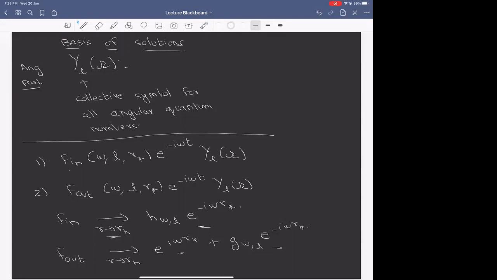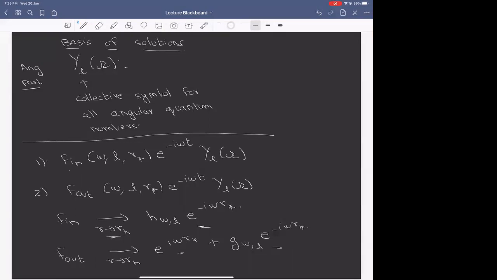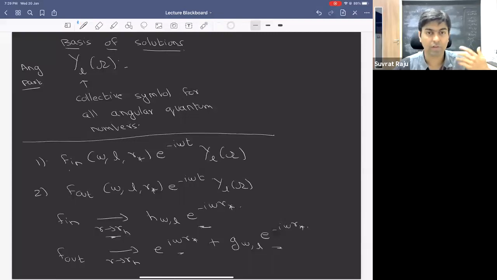Right. I think there's a general set of questions about why e to the plus i omega r star does not appear in f in, from the chat. It's a choice. You see, I have a choice of two solutions, right? And I'm going to explain actually why we chose these two solutions in a minute. We could have e to the minus i omega r star, and we could choose e to the i omega r star, right?